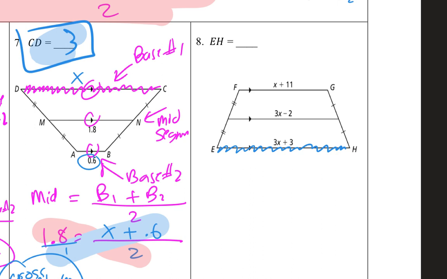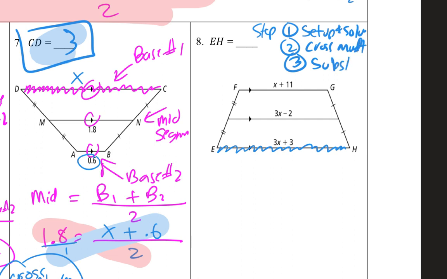So it looks like we need to substitute at the end, right? So first thing we're going to do, step number 1, is we're going to set up and solve using cross multiplication, right? And in step number 3, we're going to substitute. Okay, so step number 1, let's set it up.